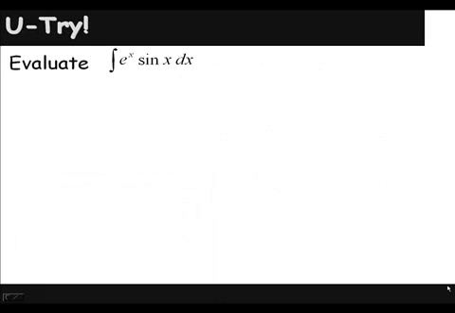Here's one for you to try. So go ahead and pause the video, give this a try, and when you're ready to check how you're doing, press play.